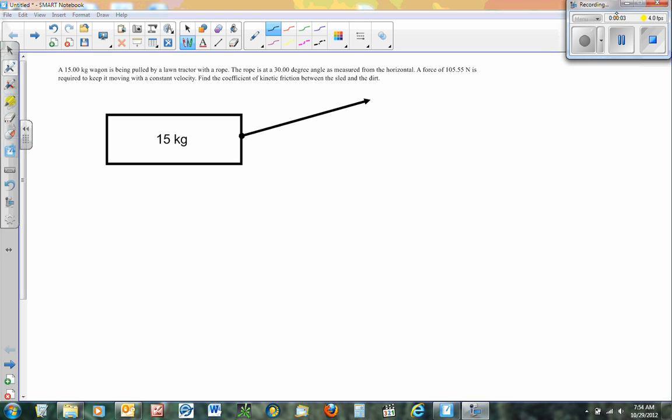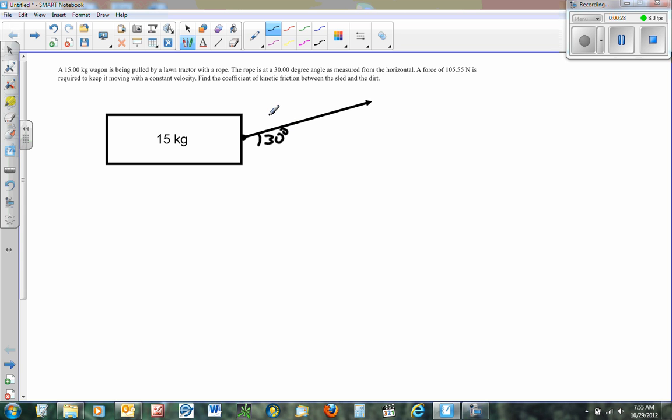This is number 4, I think, in the worksheet. So a wagon's being pulled by a long tractor with a rope. The rope is at a 30-degree angle, so we know this angle here is 30 degrees.